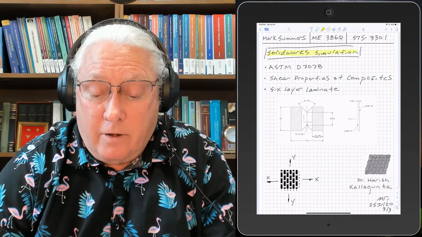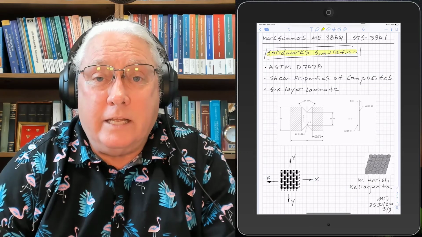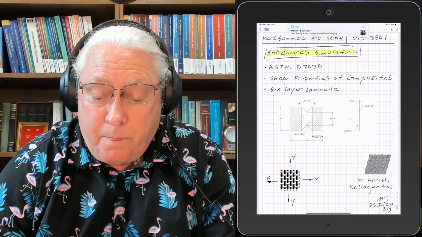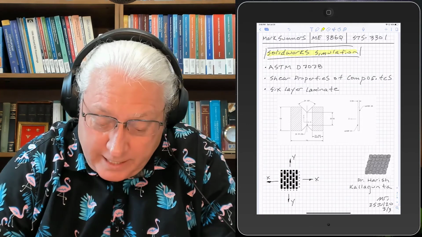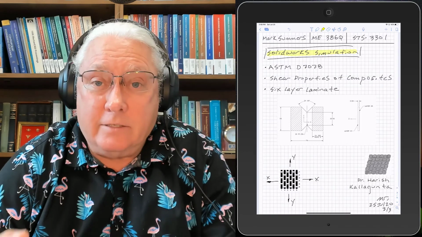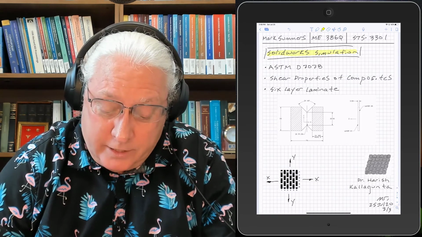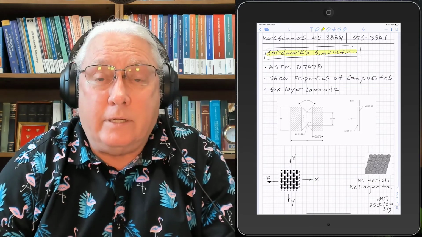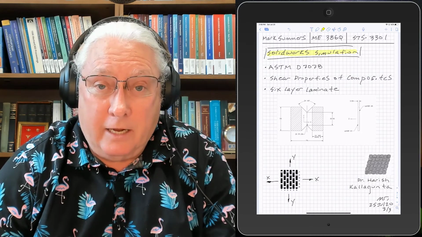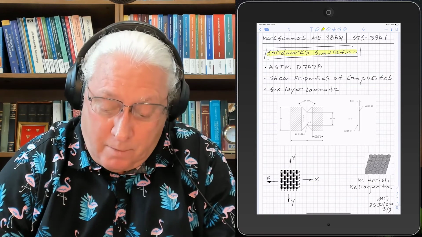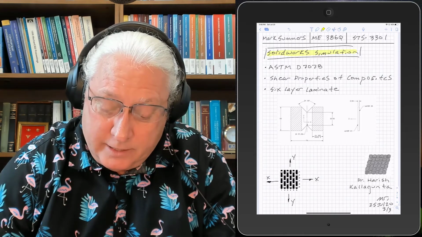It's a standardized test so that you can test these materials anywhere you want to be, as long as you follow that standard. So it's an ASTM D7078 standard that defines the entire testing processes, and I guess the title of it is Shear Properties of Composite. So it explains how to calculate and quantify and do testing to compute shear properties for laminate composites.